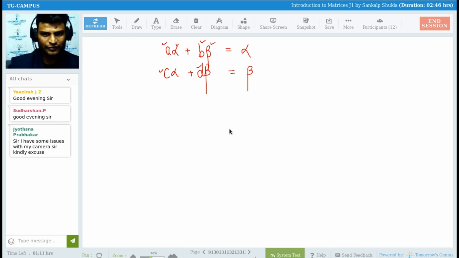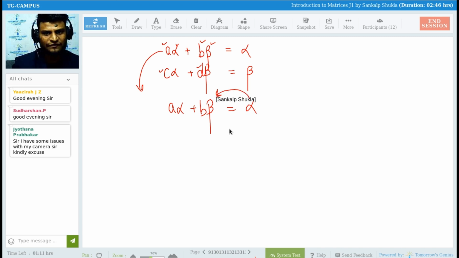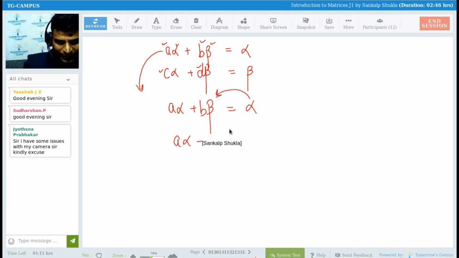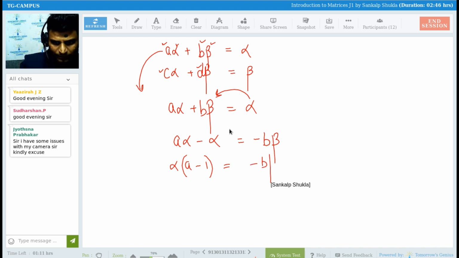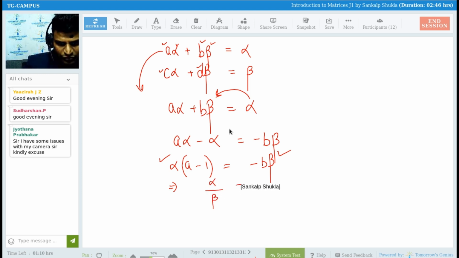So I can manipulate this equation, A alpha plus B beta is equal to alpha, as I can bring this alpha to the left hand side. So A alpha minus alpha, and I can shift that beta to the right hand side, so it will become minus B beta. Again I can take alpha as common, so it will become A minus 1 is equal to minus B into beta. Now alpha and beta can be on the same side, so I can write alpha over beta, which is equal to minus B over A minus 1.